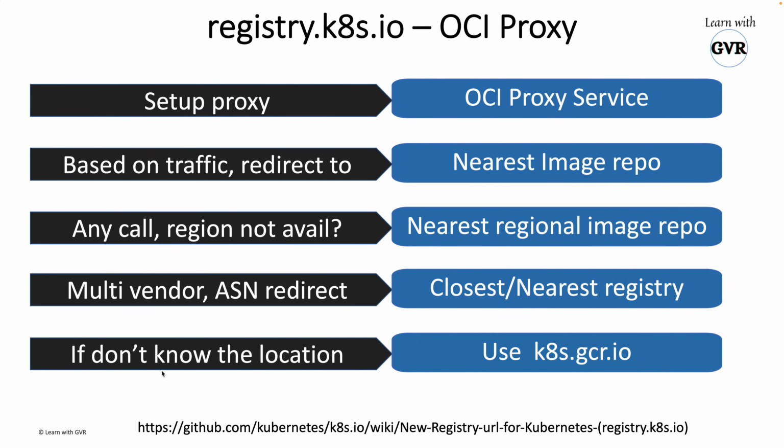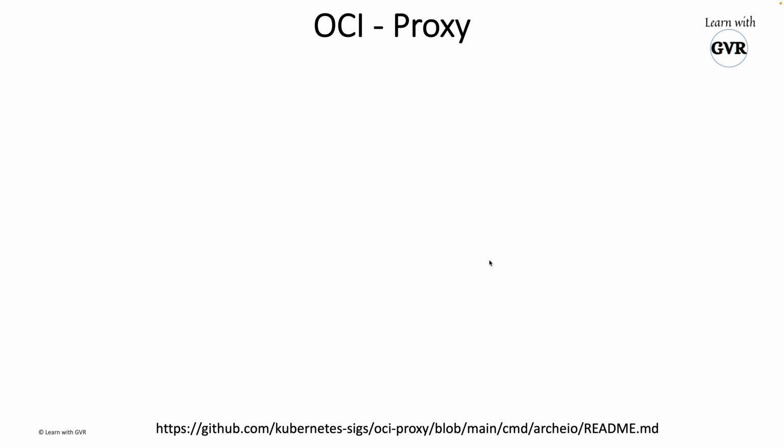And if they don't know the location of the incoming call, they will simply route it to the old one, which is k8s.gcr.io. This information is purely available from this particular URL. Now the new concept basically uses this OCI proxy.